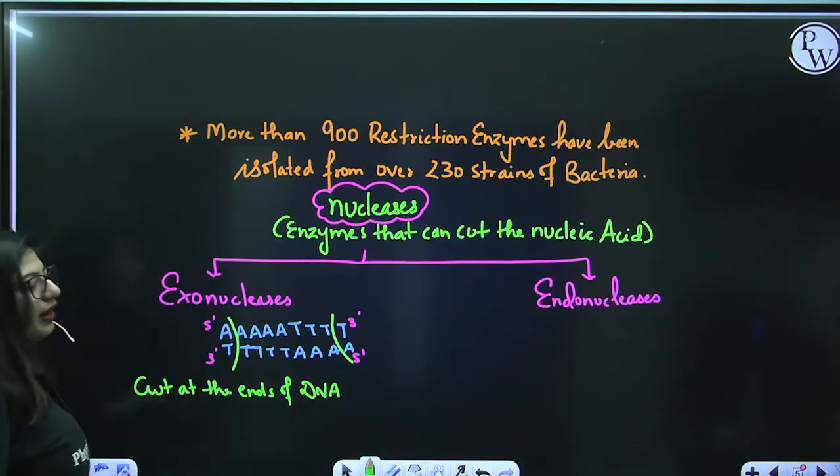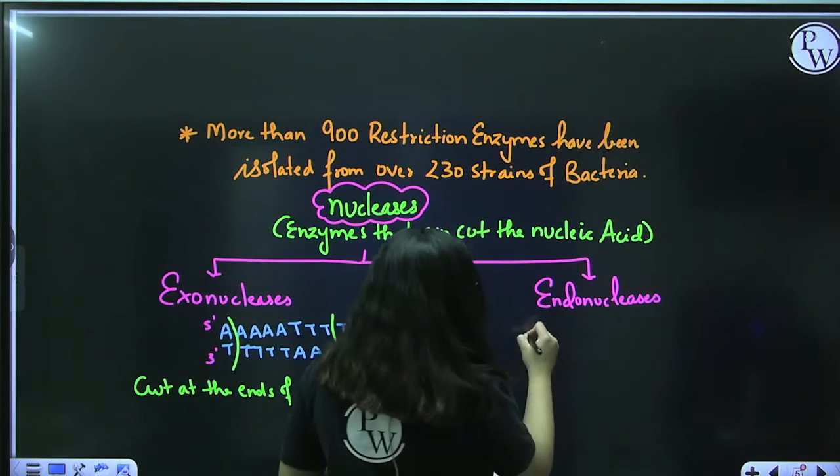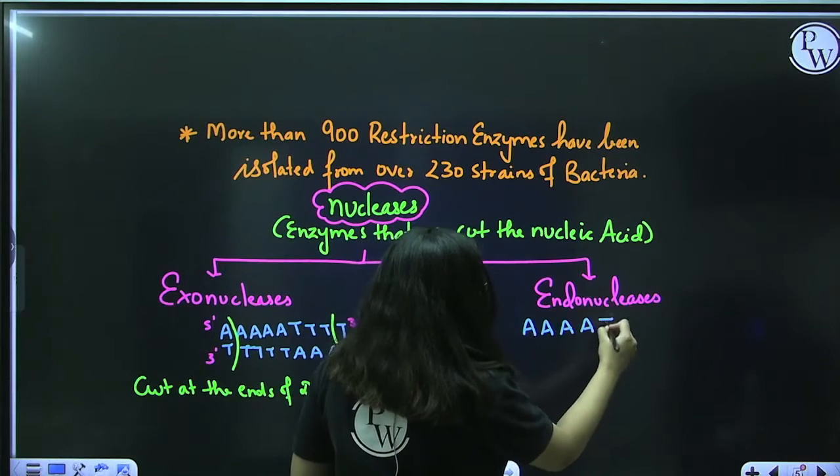On the other hand, endonucleases. Endo means within. They will always cut within the DNA. How? Like if this is another strand of DNA.